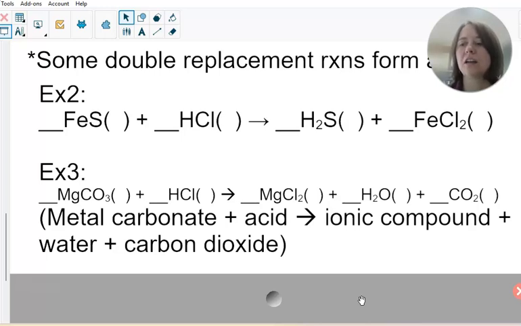chloride and water and carbon dioxide. So our category here is metal carbonate plus acid makes an ionic compound plus water plus carbon dioxide. So we could have sodium carbonate and hydrogen fluoride would make sodium fluoride and water and carbon dioxide. So this is just kind of the general category. So please take a moment and balance the equation and go over states of matter.